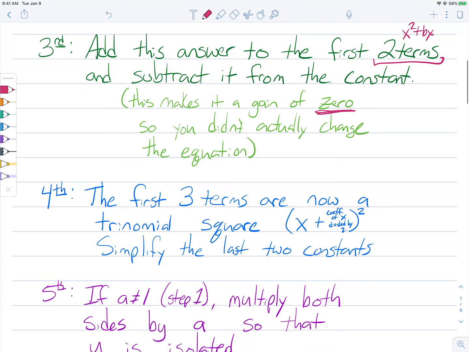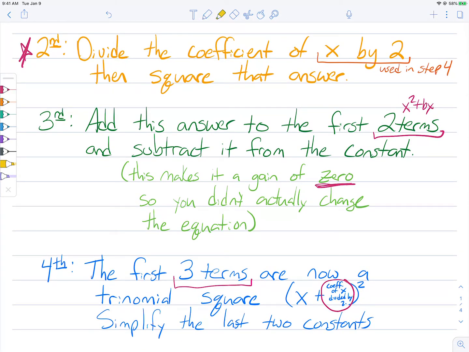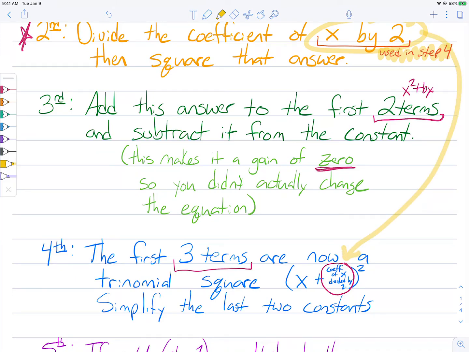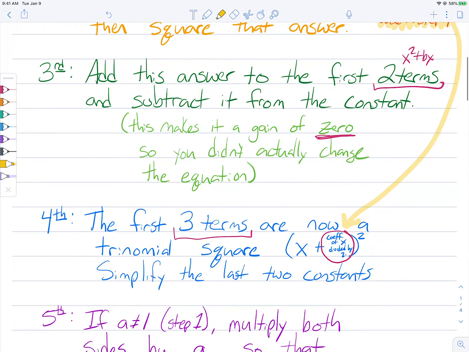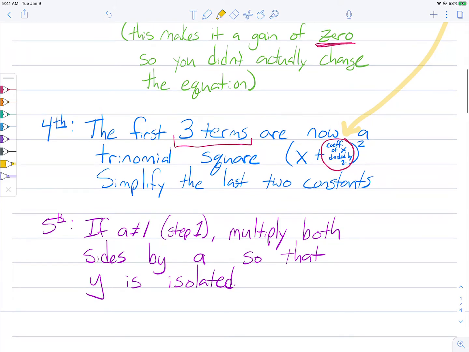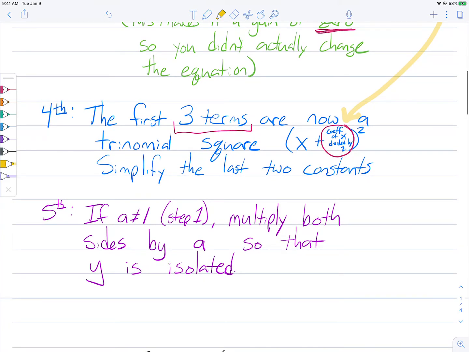Step 4, the first 3 terms are now your trinomial square. It is x plus whatever the coefficient of x divided by 2 was. That was the number from step 2, and it's what's going to be used in step 4. Whatever the coefficient of x divided by 2 is going to go right there. And you're going to have 2 constants at the end. Just simplify those, combine like terms. Now the last step is only if a didn't equal 1 from step 1. If a doesn't equal 1, then you have a number with y at the moment. You need to multiply both sides by that a value so that y is again isolated.